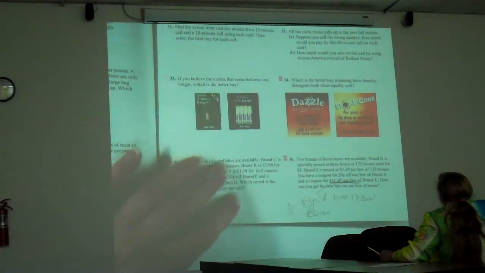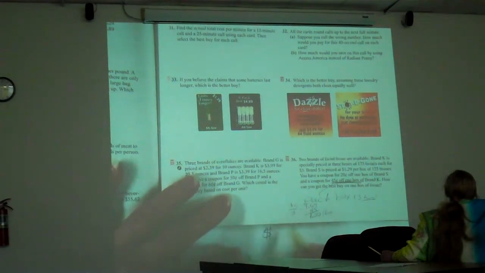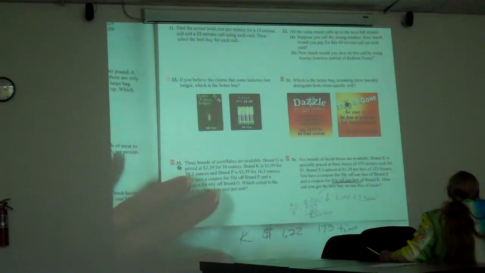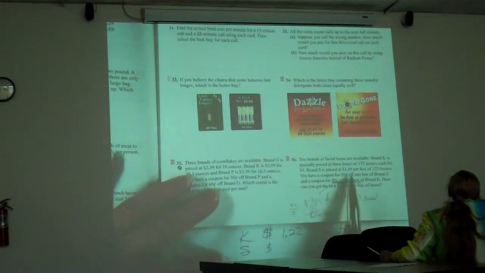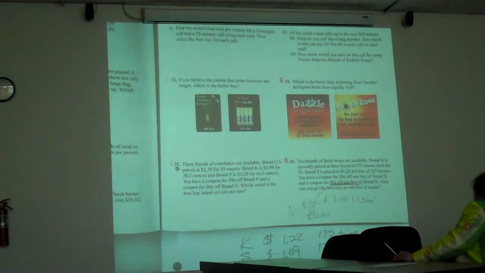So the dollar amount for K is $1.22 for 175 tissues. And S would be $1.29 minus 20 cents, which is $1.09 for 125 tissues. And then you'd have to see which one's the better buy there, right?